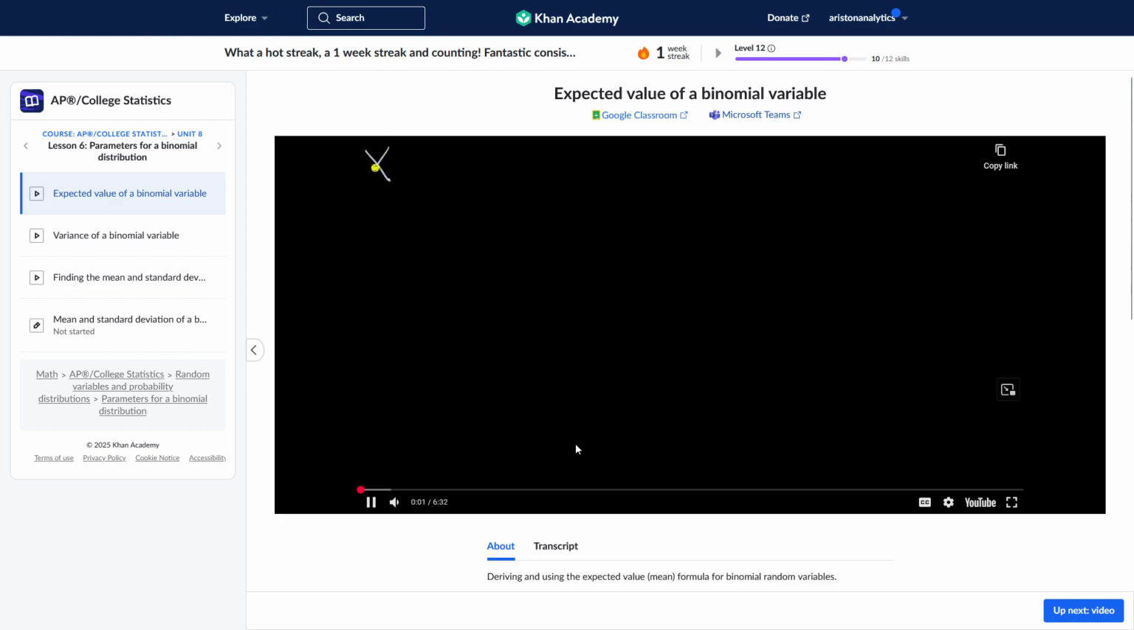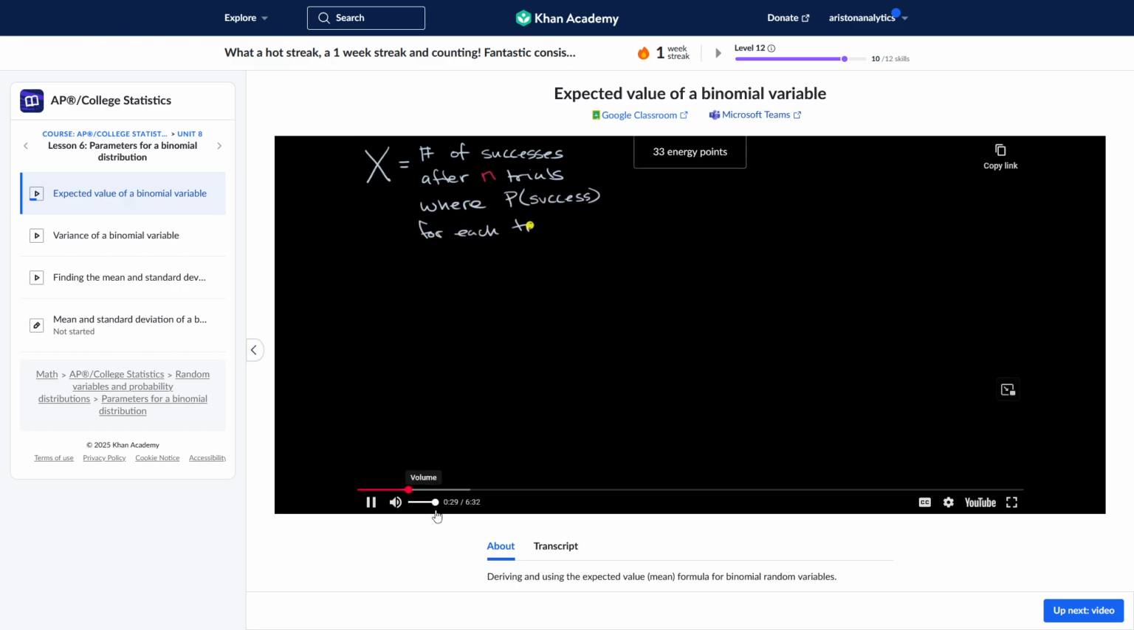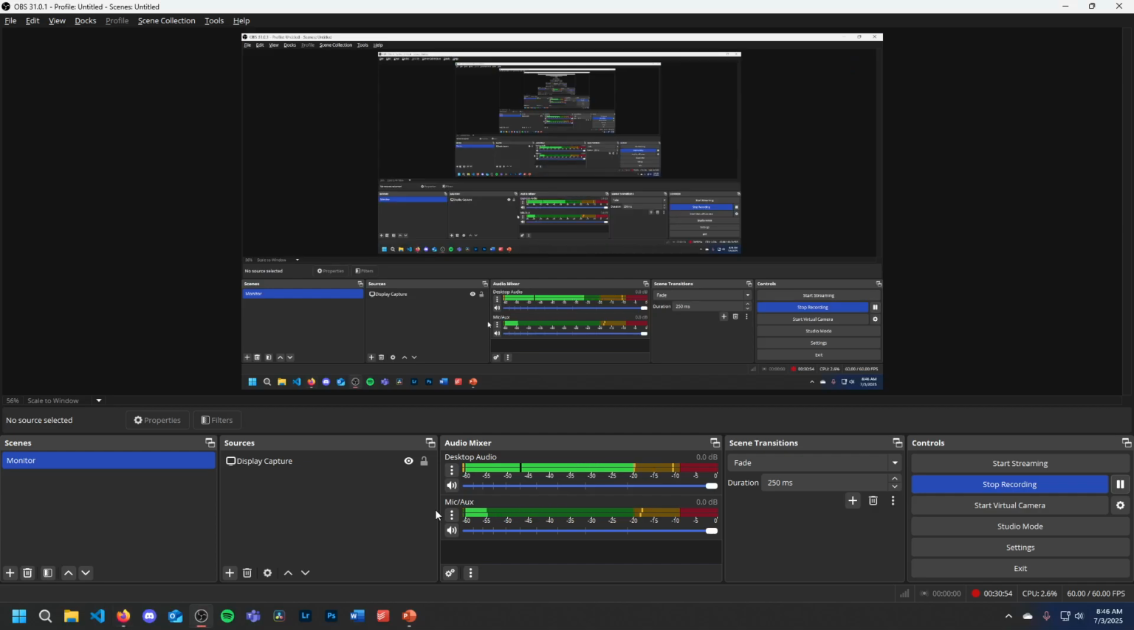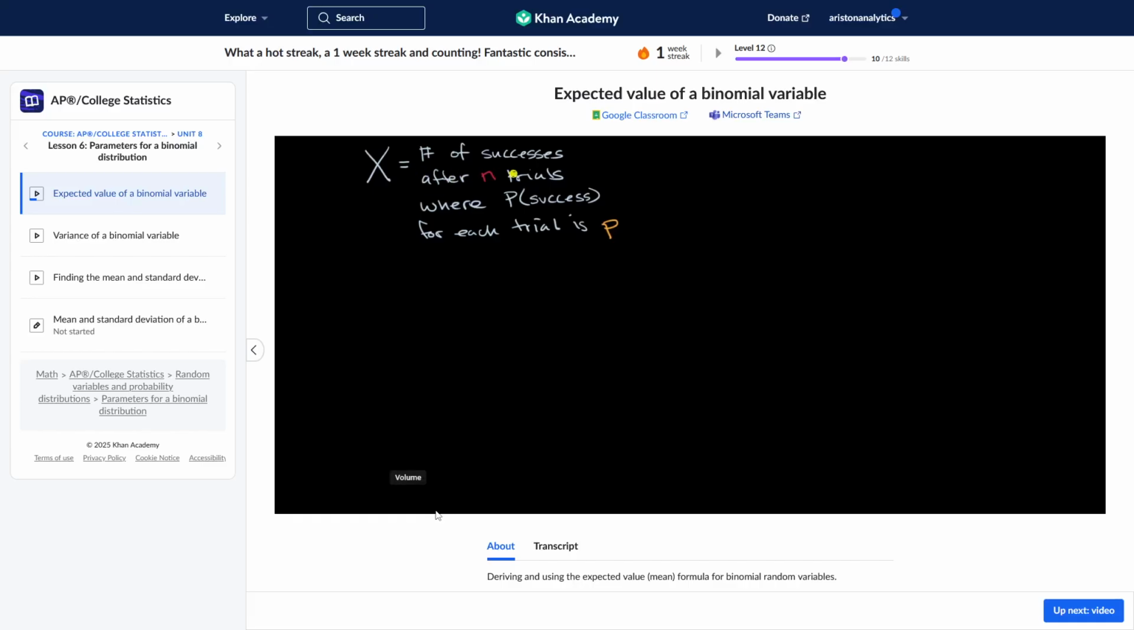So I've got a binomial variable x, and I'm going to describe it in very general terms. It is the number of successes after n trials, where the probability of success for each trial is p. And this is a reasonable way to describe really any binomial variable. We're assuming that each of these trials are independent. The probability stays constant. We have a finite number of trials right over here. Each trial results in either a very clear success or failure.